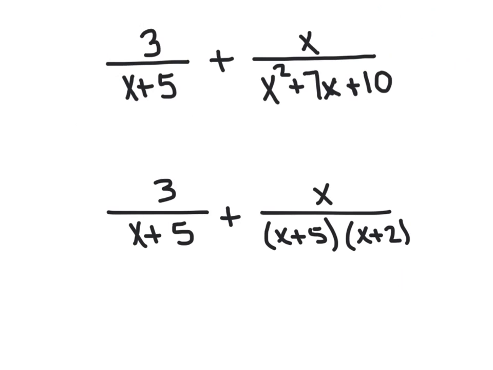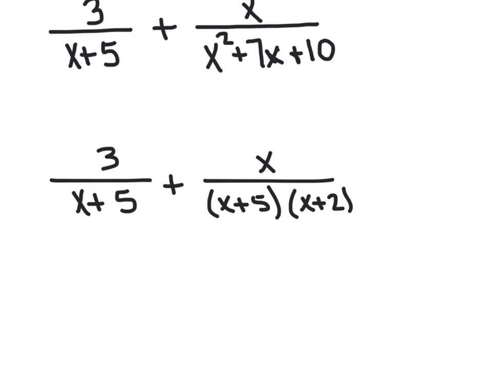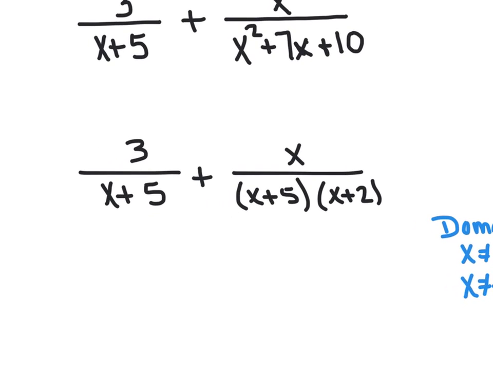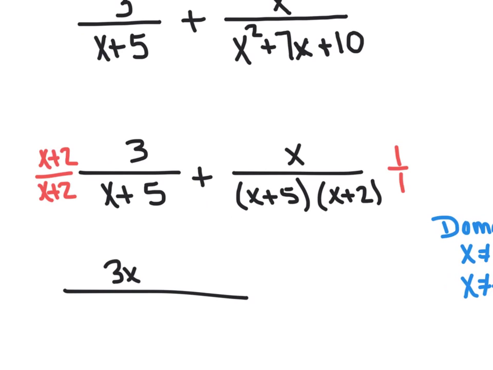And now that we've got it factored completely, let's just make a quick note about the domain. Our domain is all real numbers, except x cannot equal negative 5 and x cannot equal negative 2. Okay? Alright. Now, what are we going to do? Let's multiply the first fraction by x plus 2 over x plus 2. And we'll multiply the second one by 1 over 1. And let's see. The first numerator is 3x plus 6.